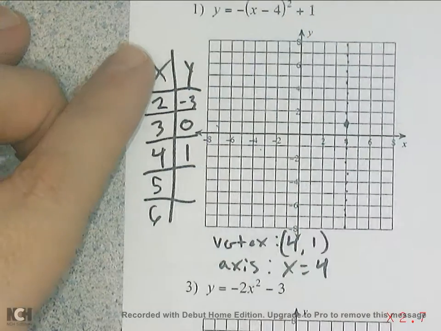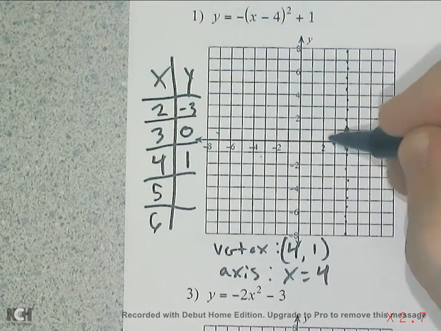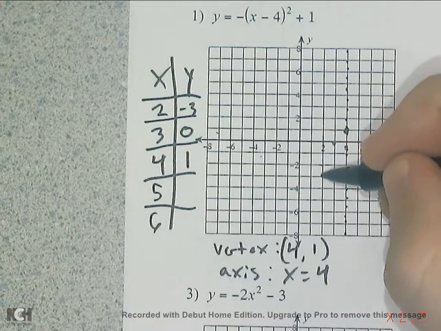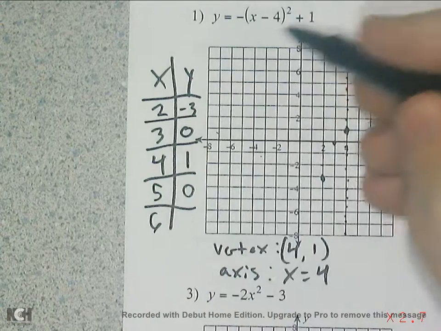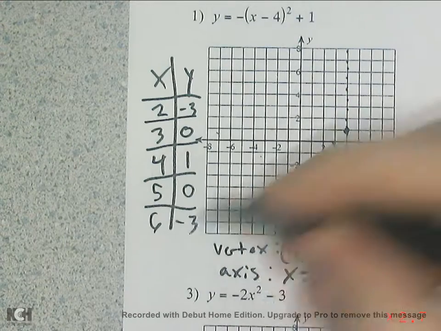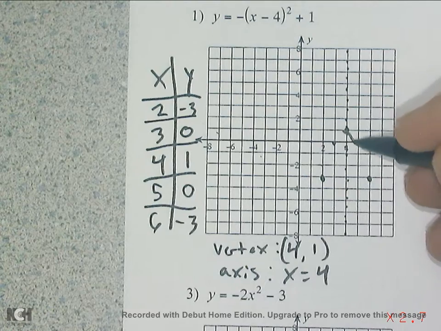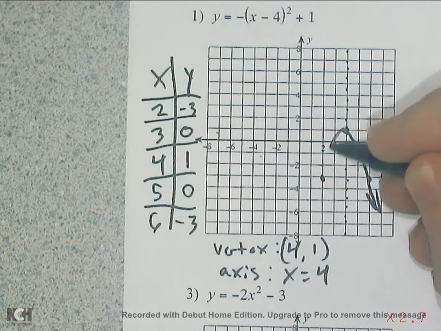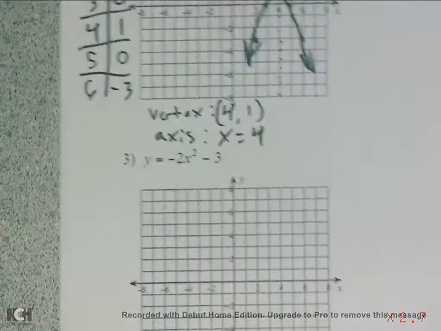Yep. Okay, so when I plot those, at 3 it's at 0. At 2, it's at negative 3. Which also means 5 would be at 0, and 6 would be at negative 3 as well. And that is my parabola, just like that. Okay, now let's look at this one right here.